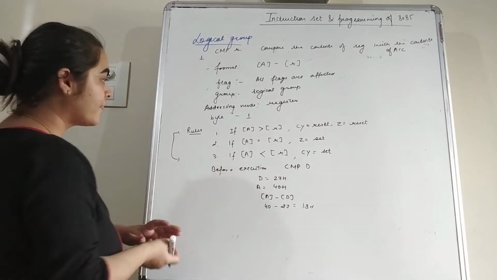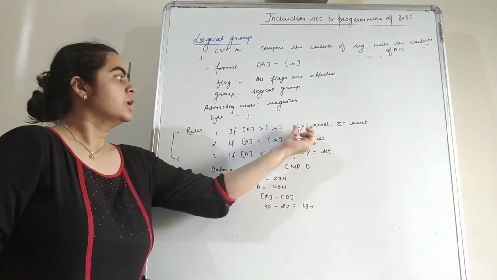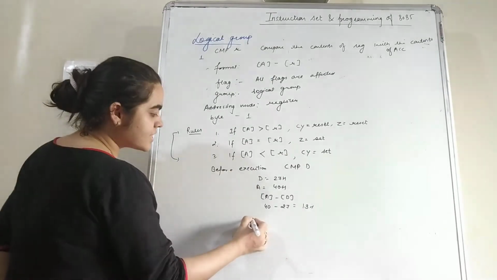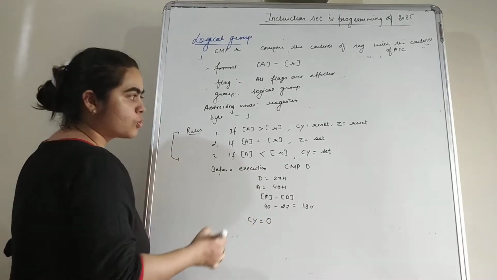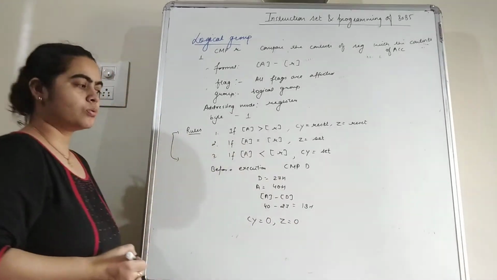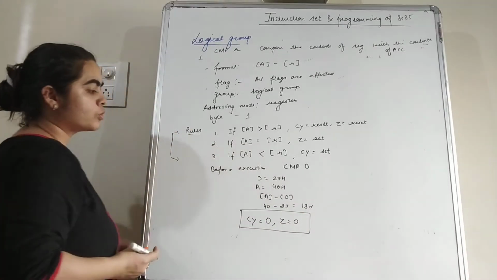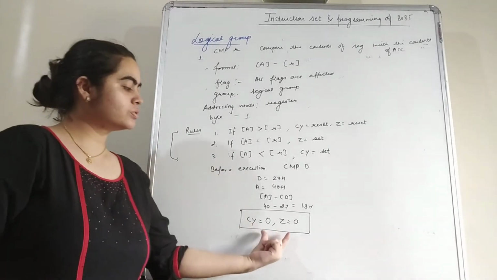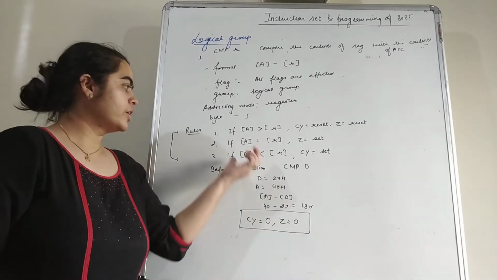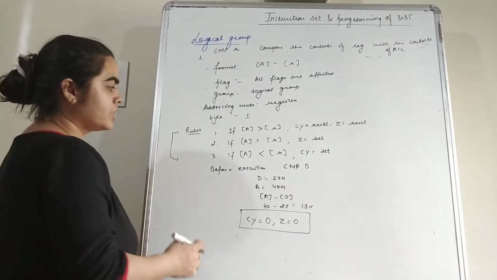So that means when the value of accumulator is greater than the value of R, at that time we can reset the carry flag to 0, and we can also reset the value of Z equal to 0. So this is the output, and these are the two flags which are reset according to the result of this instruction. Second example we can take.